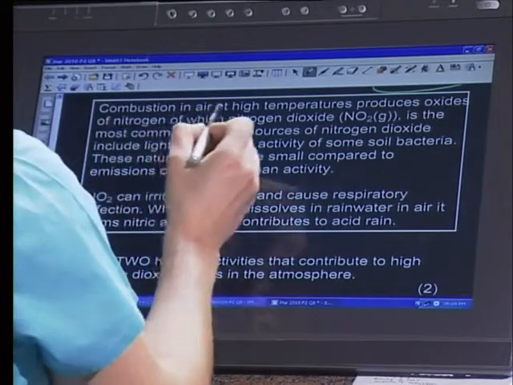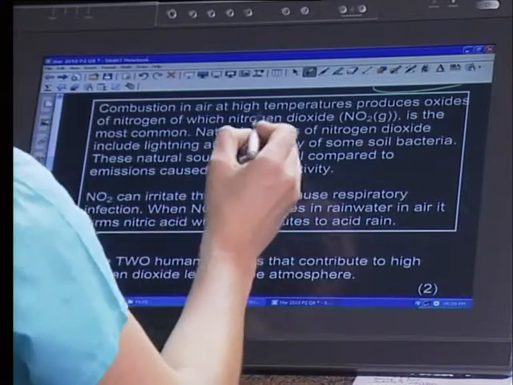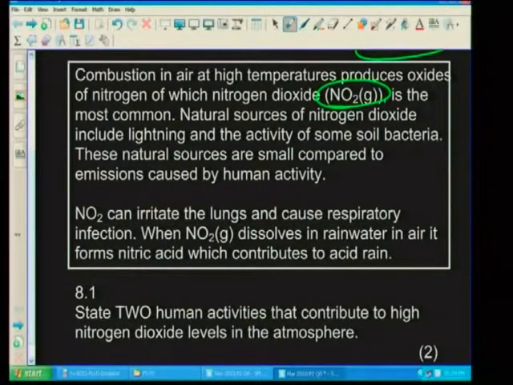Now, they tell us that the combustion in air at high temperature produces oxides of nitrogen, which include nitrogen dioxide, and this is the most common one. Natural sources of nitrogen dioxide include lightning and the activity of some soil bacteria. Now, these natural sources are small compared to the emissions caused by human activity. Nitrogen dioxide can irritate the lungs and cause respiratory infections. Also, when NO2 dissolves in rainwater, it forms nitric acid, which contributes to acid rain.